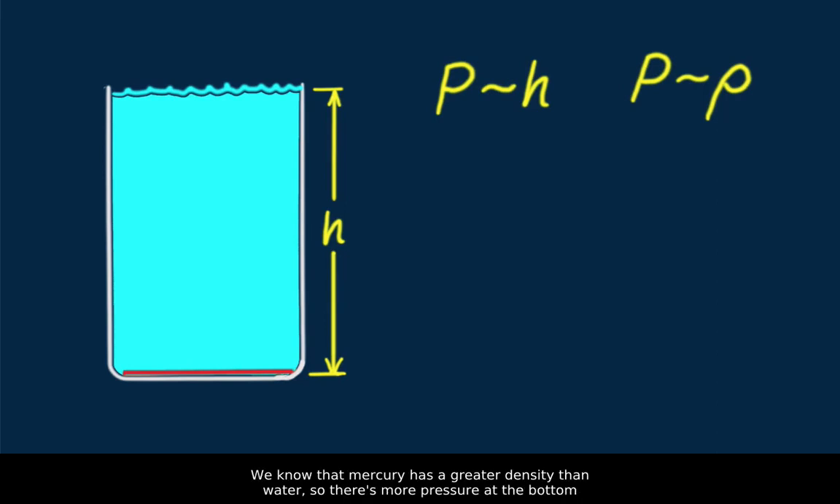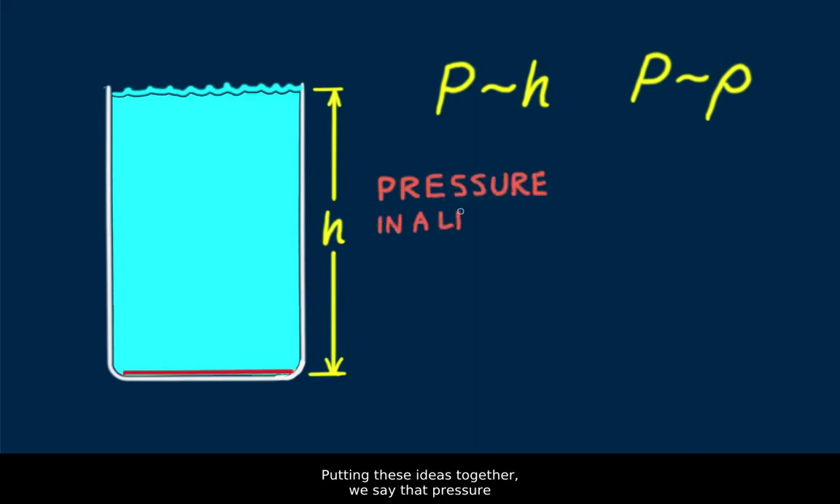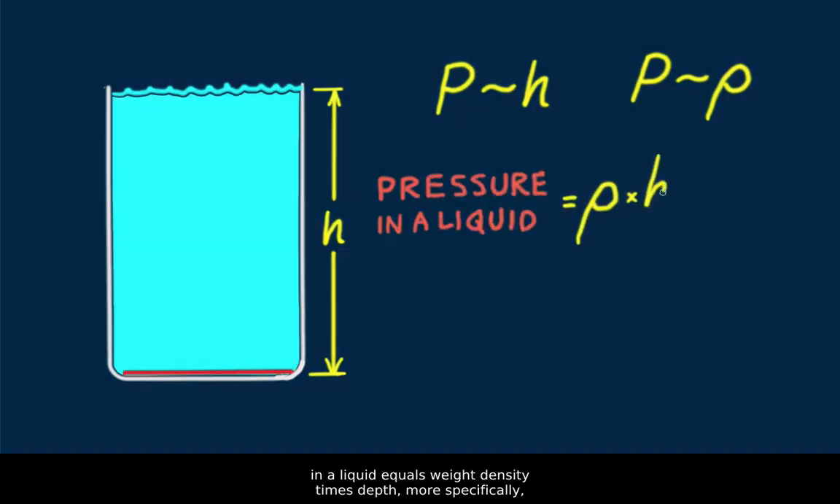We know that mercury has a greater density than water, so there's more pressure at the bottom of a flask of mercury than in the same flask filled with water. So we say, pressure is proportional to density. Putting these ideas together, we say that pressure in a liquid equals weight density times depth. More specifically, the depth beneath the water surface.